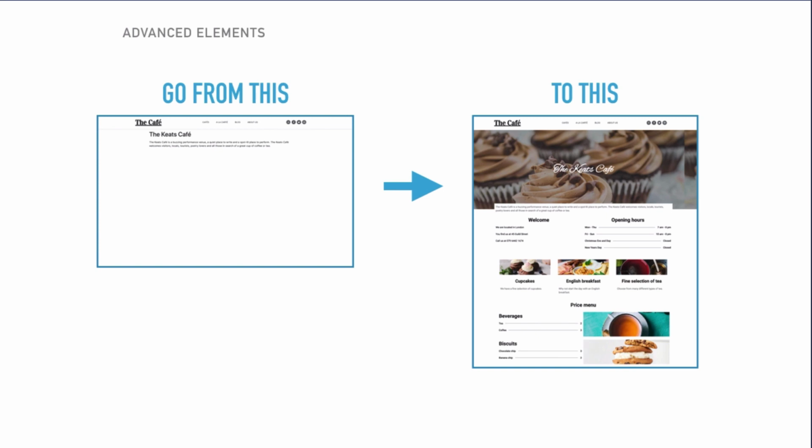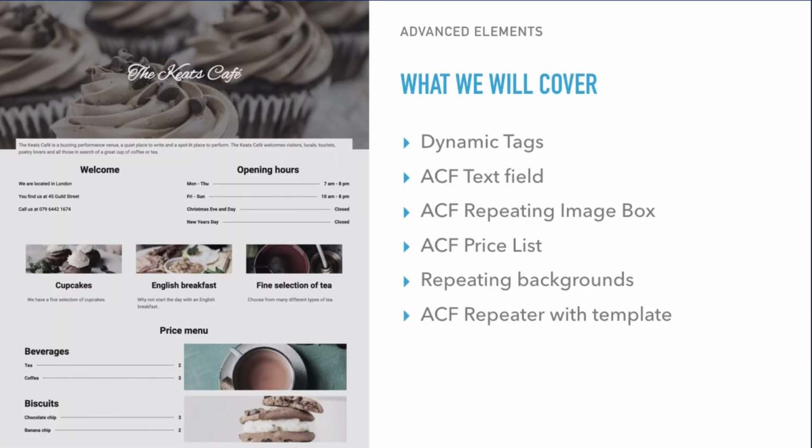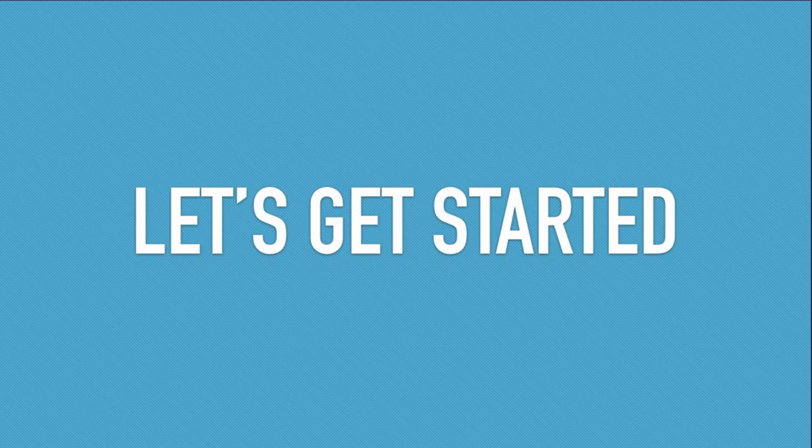In this example, I have created a café custom post type and a lot of ACF fields. Go from an empty, boring café page to an information-rich page using Advanced Elements widgets and dynamic tags. This tutorial will cover dynamic tags, text fields, repeating image box, price list, repeating backgrounds, and using nested repeater fields with templates. Let's get started.